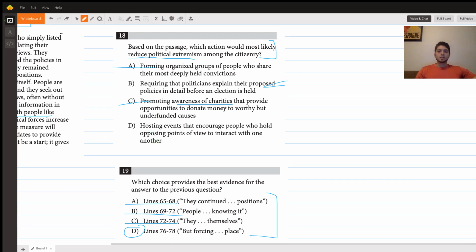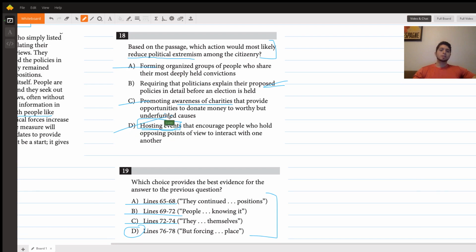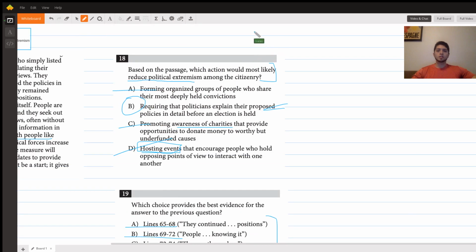D says that hosting events that encourage people who hold opposing viewpoints to interact with one another would reduce political extremism. And this kind of makes sense. If you have big events that force people from different sides to interact with one another, you might reduce political extremism. The problem is that none of the texts that we looked at, and really not the passage at all, talks about the efficacy of these events in reducing political extremism. So we should get rid of D as well. That's going to leave us with answer choice B, which is our correct answer for question 18, and answer choice D, which is our correct answer for question 19.